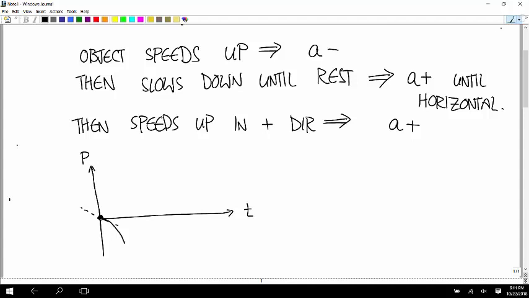Then it slows down from there. That tells us that now the acceleration has to be positive until it's horizontal. So it's going to be concave up until it's horizontal. Okay, so now that's at rest. And then it's going to speed up in the positive direction, which means the acceleration is going to be positive from there. So something like that.